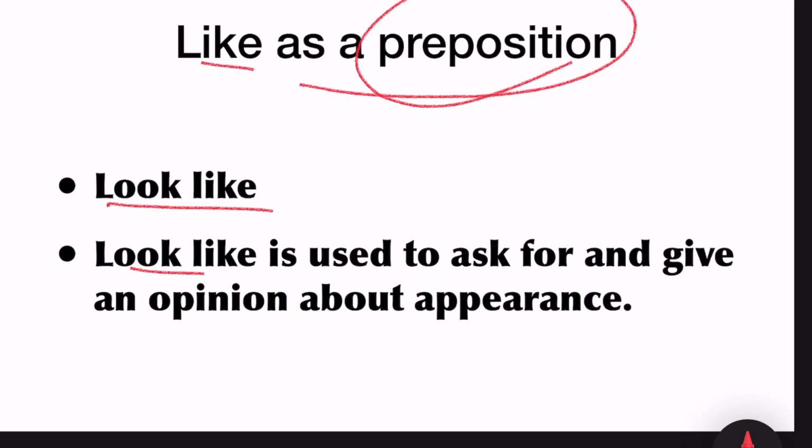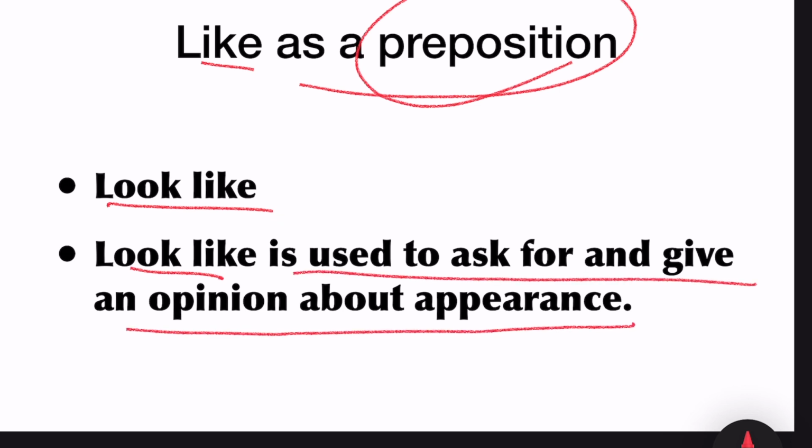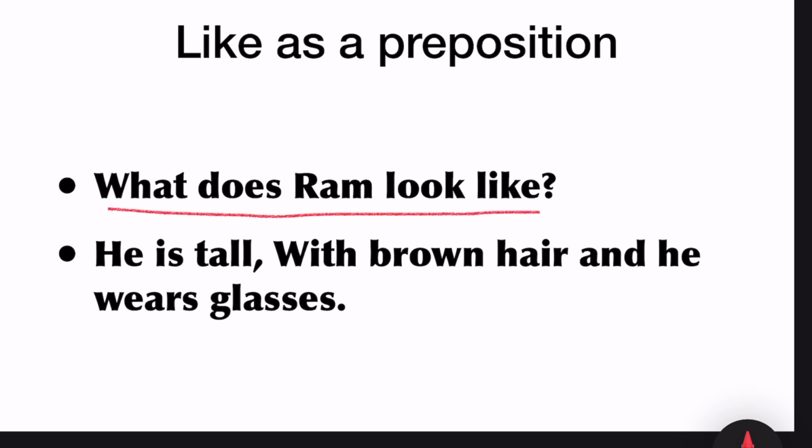Like as a preposition. Look like. Look like is used to ask for and give an opinion about appearance. Example, what does Ram look like? He is tall with brown hair and he wears glasses.